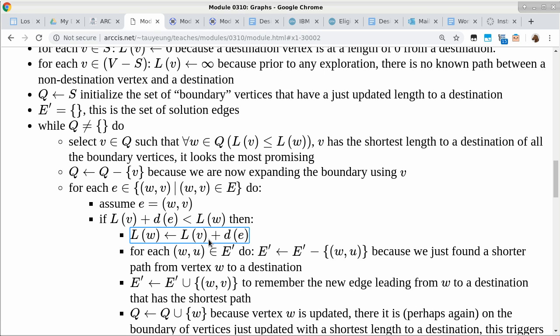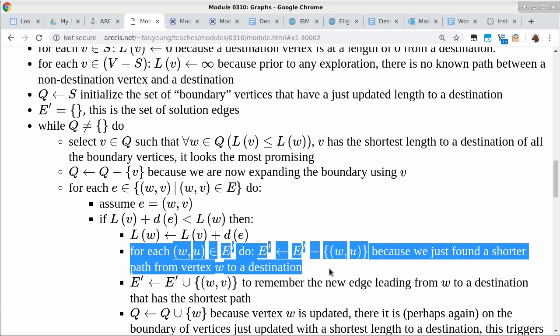And then what do we do? This looks really ugly, but it's not really that bad. So we basically look at all the things that we have in E prime and say, if we have anything going from W to anything else, let's erase those edges in E prime. Because those edges are a part of the other quote-unquote shortest path from W to a destination. Let's get rid of those because those are not accurate anymore. We just found a shorter path.